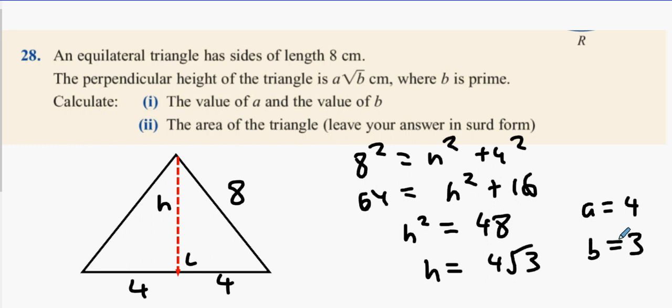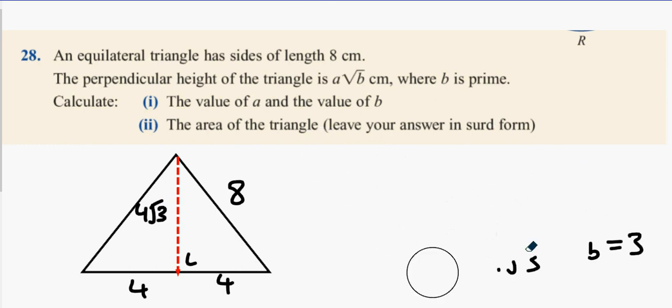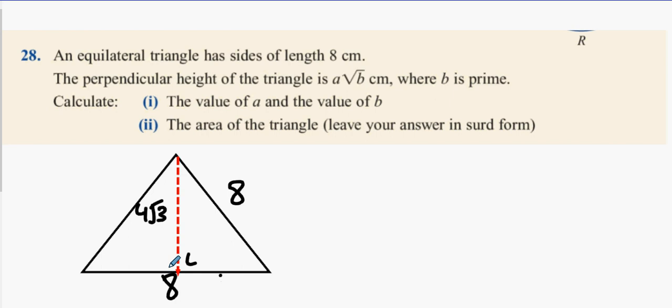Find the area of the triangle. Connor, how'd you find the area of a triangle? Half base times height. So what's the height? 4 root 3. And what's the base? It's not 4 actually. It's 2 4s combined, which is 8.